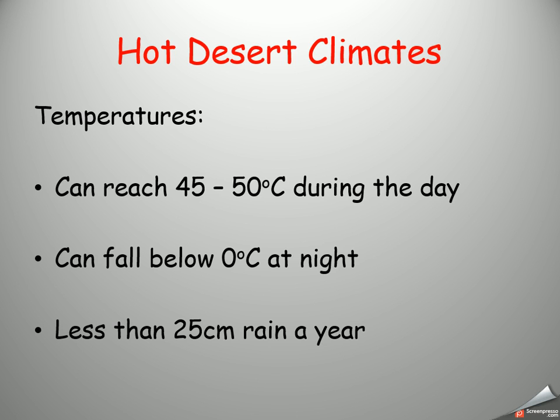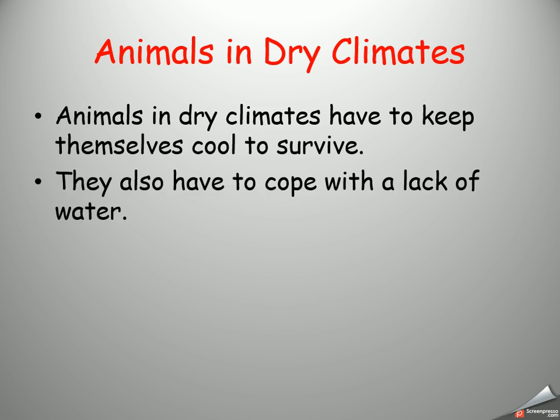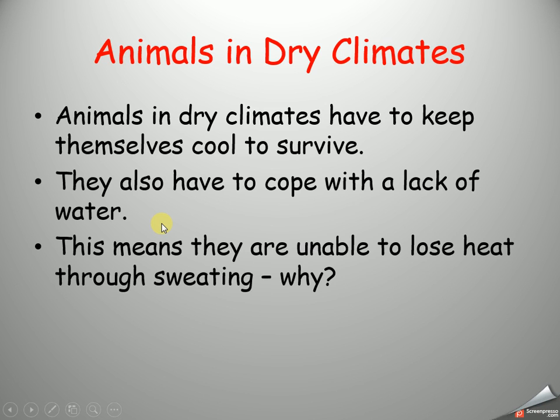Okay, now looking at desert animals, it can get between 45 and 50 during the day. That is hot. Okay, and fall below 0 at night, and there's less than 25 centimeters of rain a year, which is not very much at all. So they have to survive in really, really hot conditions, and they also have to survive with a lack of water. So they have lots of different adaptations to be able to help them. Okay, and they don't want to sweat too much because they'll obviously lose a lot of water.